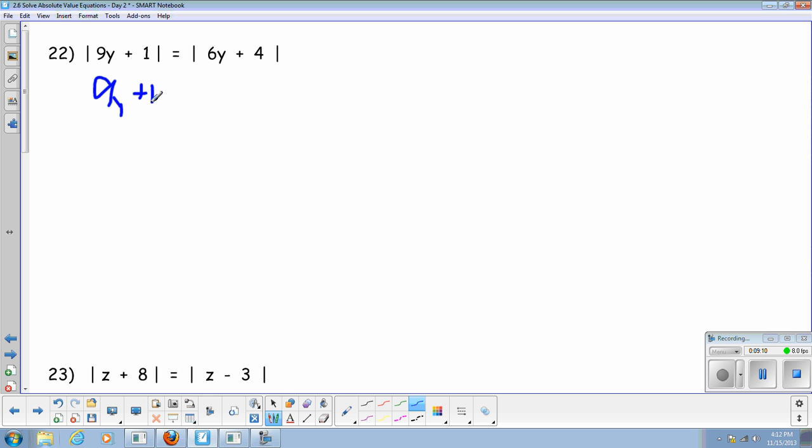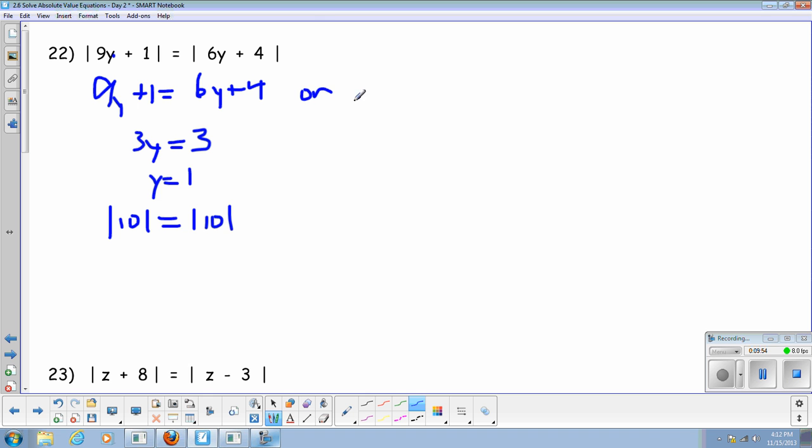9y plus 1 equals 6y plus 4. 3y equals 3. Oh, my apologies. I should be subtracting there. So 9y minus 6y is 3y. 4 minus 1 is 3. Y equals 1. So on this one, on the absolute value, 9 times 1 is 9. 9 plus 1 is 10. 6 times 1, 6. 6 plus 4, that is 10. So I have absolute value of 10 equals absolute value of 10.